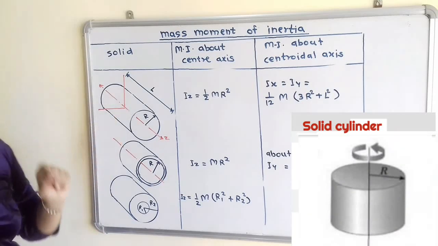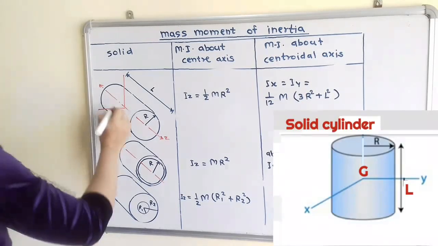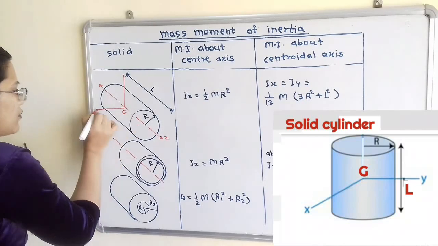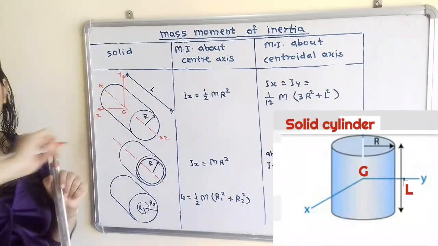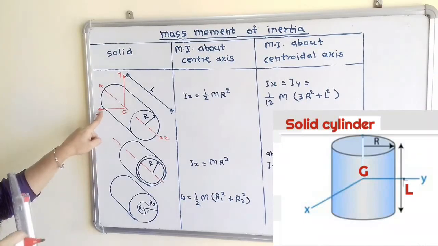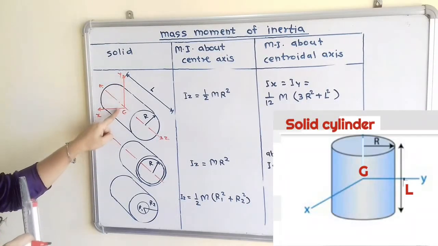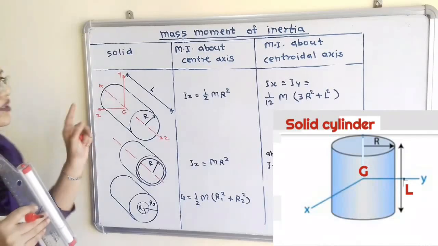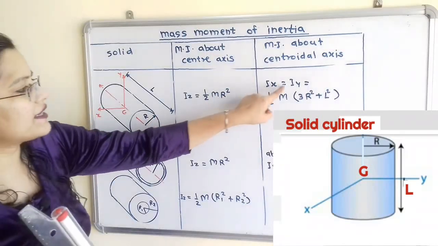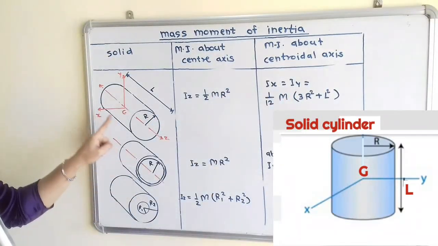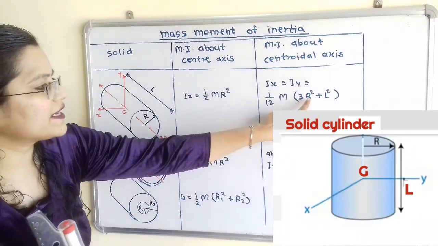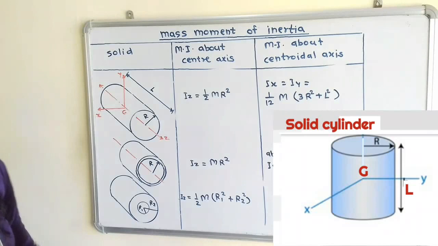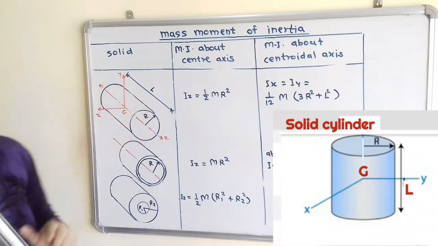Now we will select the center of gravity point G. And here are two axes. The horizontal axis is the x-axis and the vertical axis is the y-axis. Then the moment of inertia about the axis passing through the center of gravity point, Ix is equal to Iy, which is equal to 1 by 12 m (3r square plus l square), where l is the length of the cylinder.